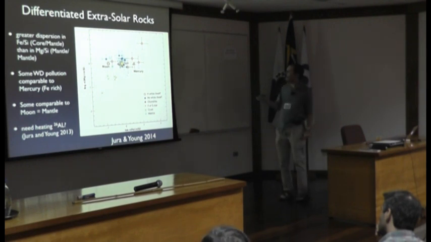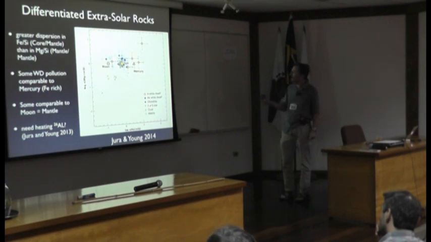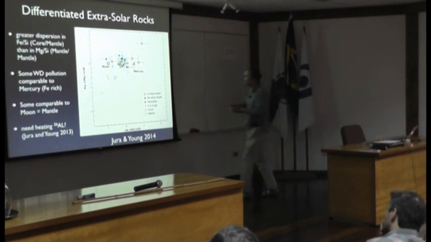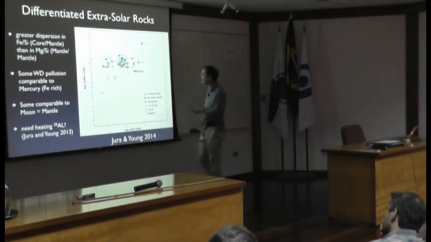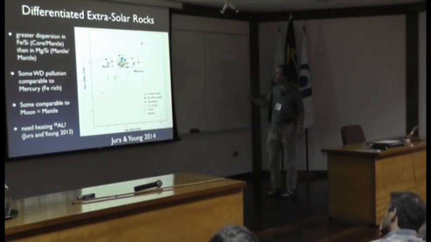All right, so there's the sun, the Earth. Here's the outer crust of the Earth, which is very light, and the mantle of the Earth is over here. Now, if we look at these white dwarfs, they're this point, this point, this point. The hydrogen white dwarfs, and the blue ones are helium-rich white dwarfs. We see that there's less dispersion for the magnesium to silicon ratio, comparable to mantle material, but wide dispersion in iron to silicon.